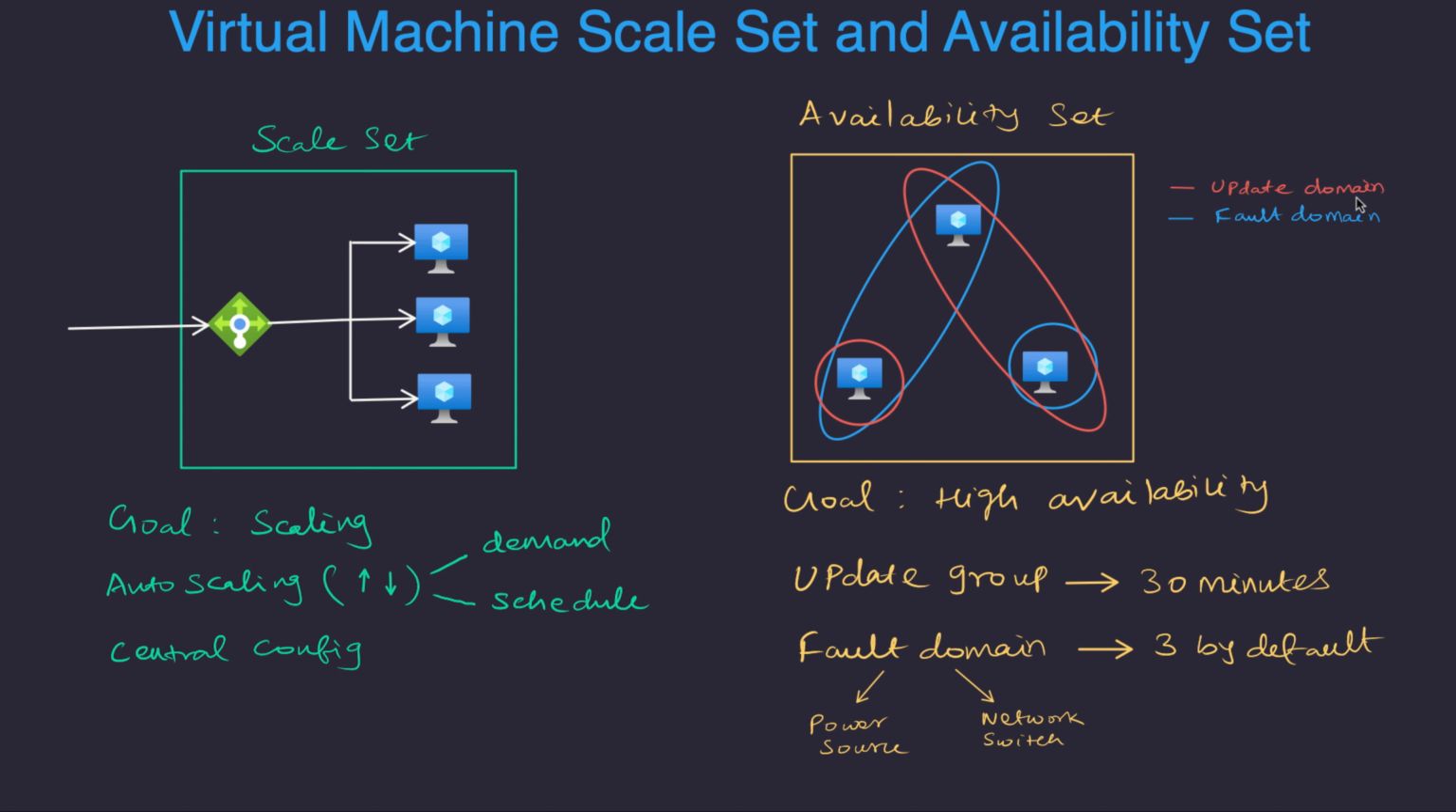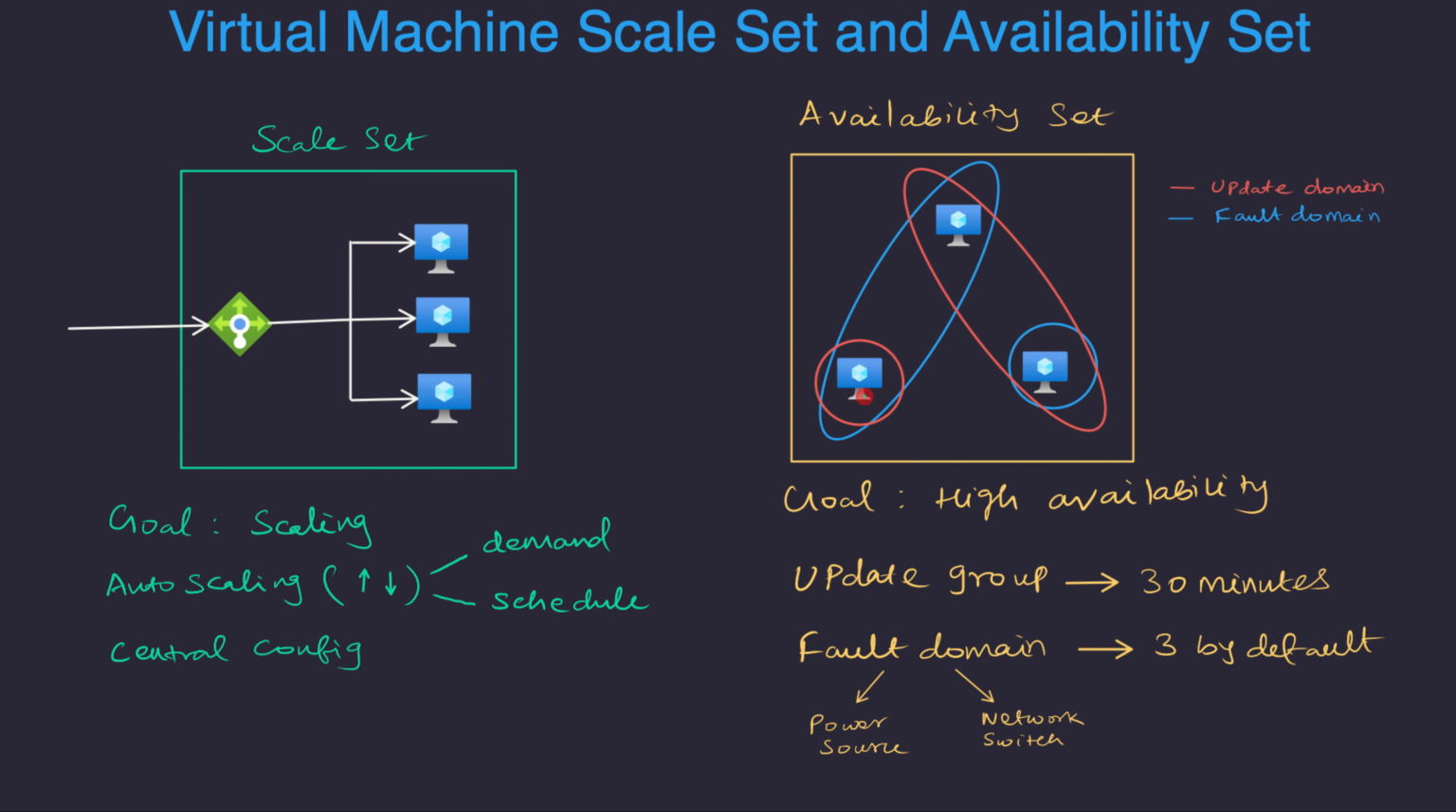Let's see what is update domain first. Update domains are nothing but a grouping of virtual machines. All the machines within a particular update domain will be updated or patched at the same time. So if you see this diagram here, we have three virtual machines and two of these virtual machines are part of one update domain and another machine is part of a separate update domain.